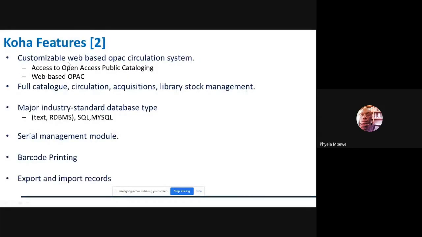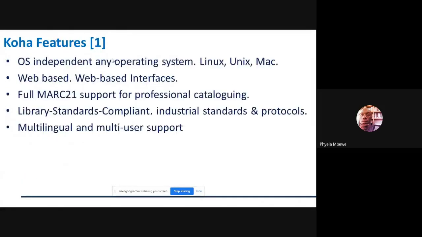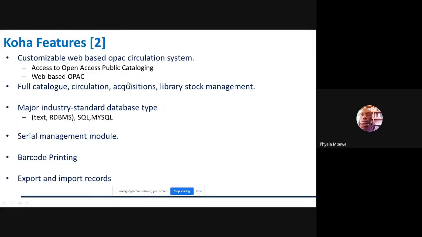Another thing about Koha, it is customizable. Even though it has this standards compliance, you can customize it somewhat. We have this OPAC, which is your open access public cataloging. We'll not get into too much detail on that for now, but we will just mention that it is customizable. And again, it has most of the core services that you would expect in an integrated library system. You have full cataloging, circulation, acquisitions, and then your library stock management, your inventory management, and also your patron management. Those are the people that will be using your library system.